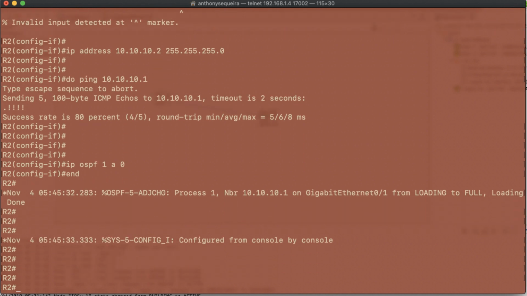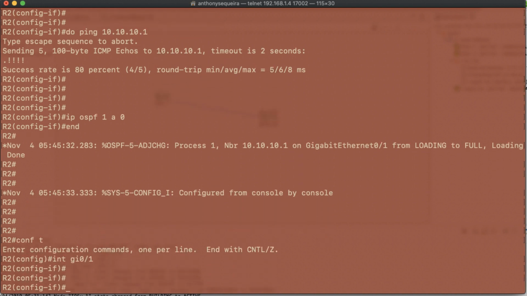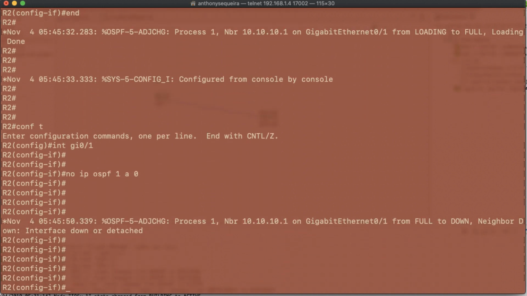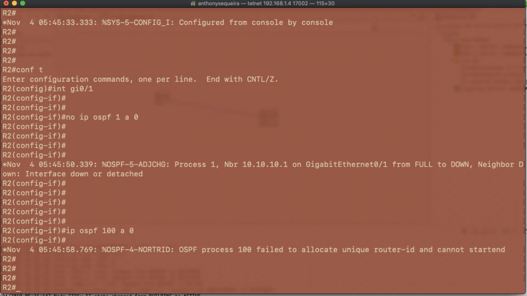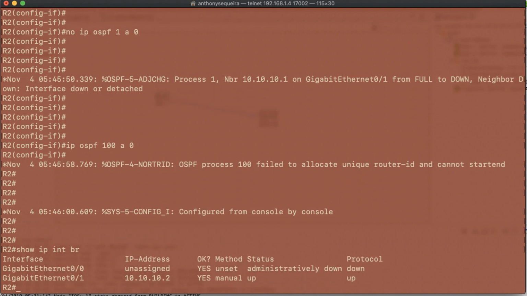So let's try and break stuff. One of the things we've heard is that the process ID in OSPF is locally significant. So if I do no ip ospf 1 area 0, we should tear down the adjacency. If I do ip ospf 100 area 0, the adjacency should establish just fine. Oh, look at this. OSPF process 100 failed to allocate unique router ID and cannot be started. Wow, that's interesting.